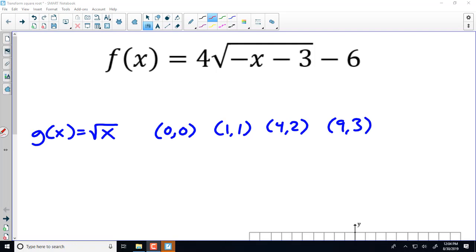Then, everything that we see in the f of x function that's different from the g of x function causes some sort of transformation. Like this minus 6, this minus 3, this minus sign in front of the x, and the 4 out front. Looks like we're going to have to make 4 changes to our ordered pairs. Let's figure out what they are and what order we should do them in.